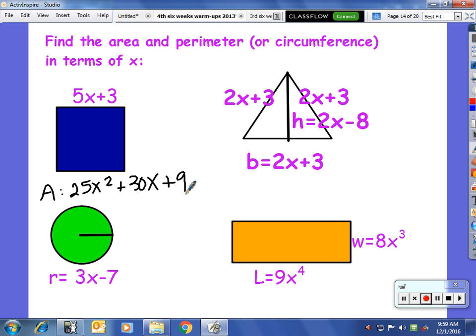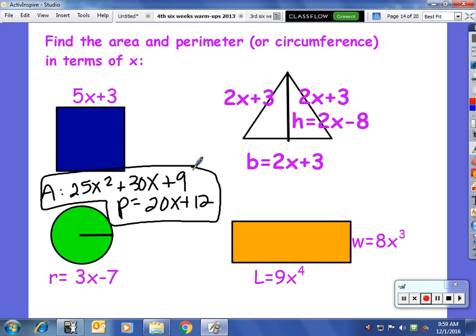How do y'all feel about that? Okay, what I got for perimeter was 20x plus 12. Please let me know if there are any questions. That's the multiplying part. That's the opposite of factoring. We're unfactoring for area.